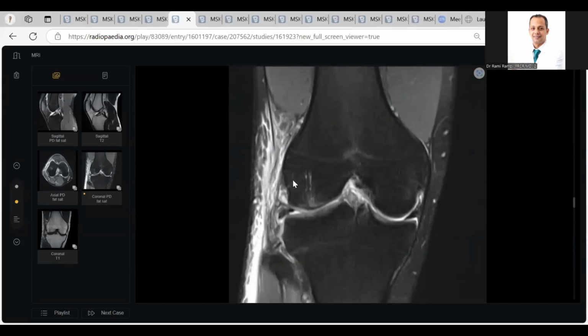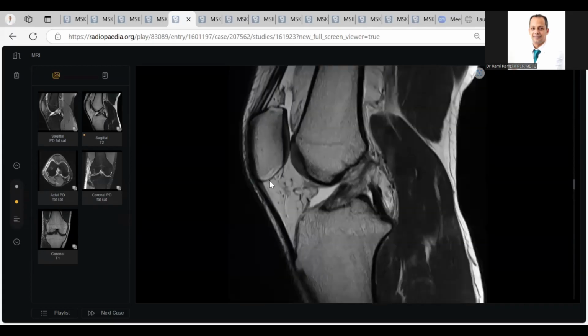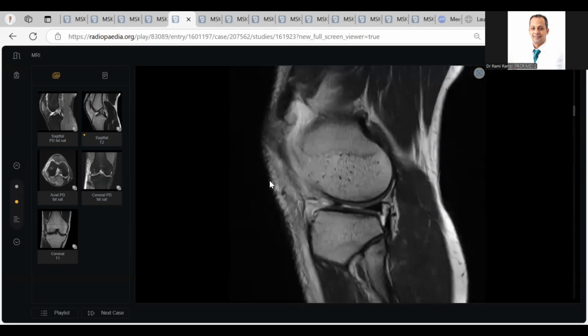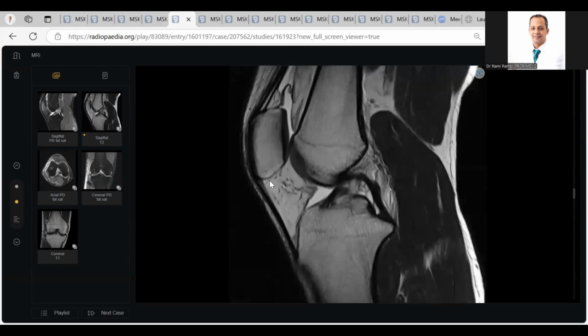I have been provided with the coronal STIR images of the knee joint where I can see that there are abnormal hyperintense signals seen within the medial condyle of the femur, and there is a significant joint effusion and edematous changes are also noted within it. I cannot appreciate the anterior cruciate ligament at its normal position. It is replaced by abnormal signal. So this is a confirmation of anterior cruciate ligament tear.